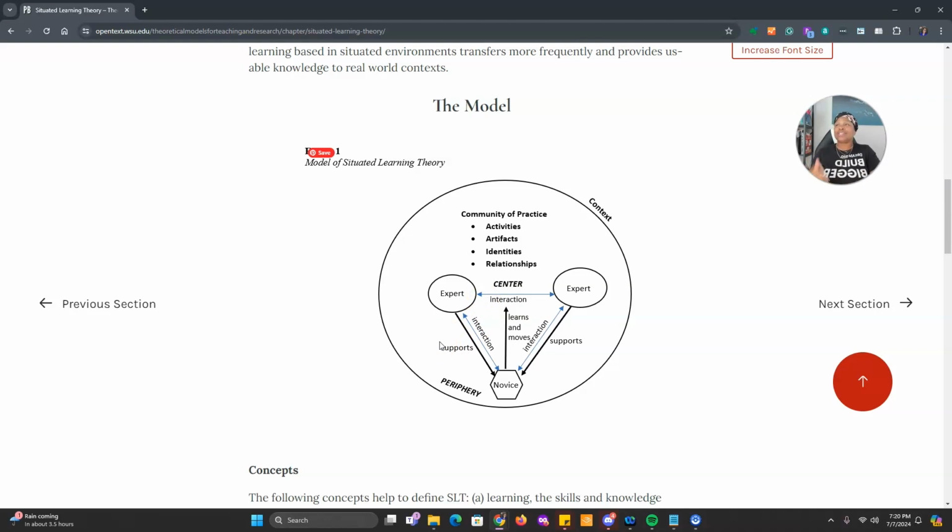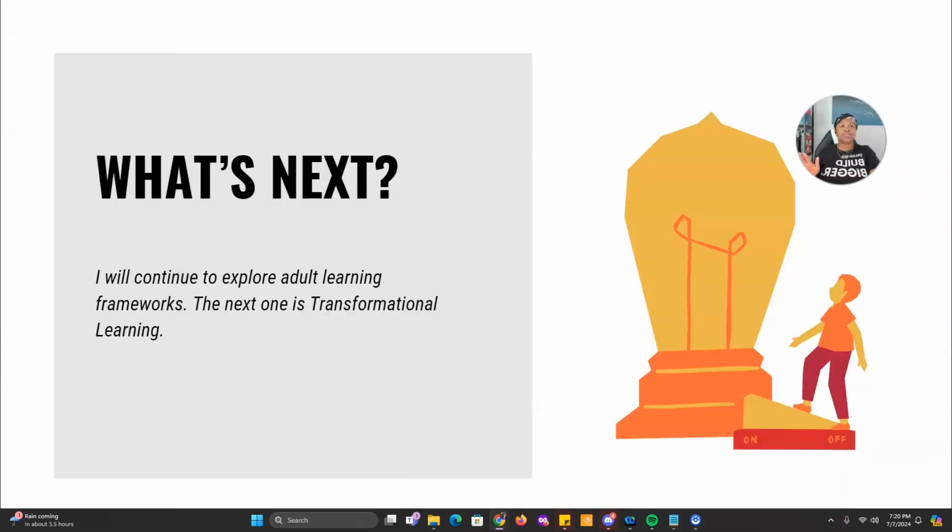So I definitely wanted to share that because it really resonated with me and I wanted to talk through it. But again, I am going to link to this down below so you can see both of the places where I did my research. And now we're going to close on what I have coming up next, which is transformational learning. So again, I'm excited to talk about it.